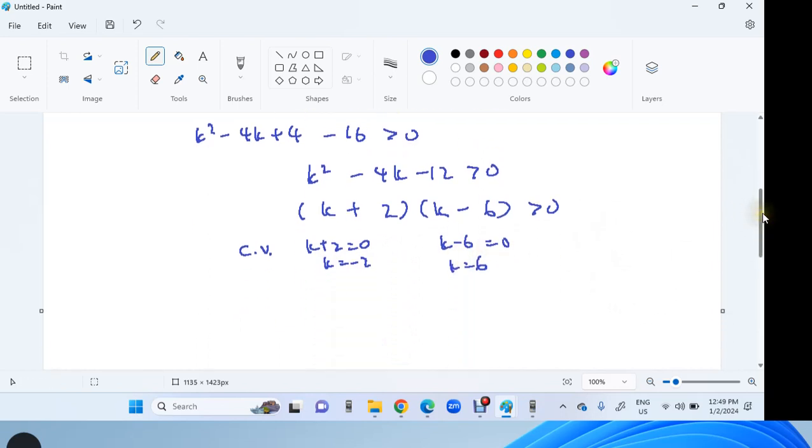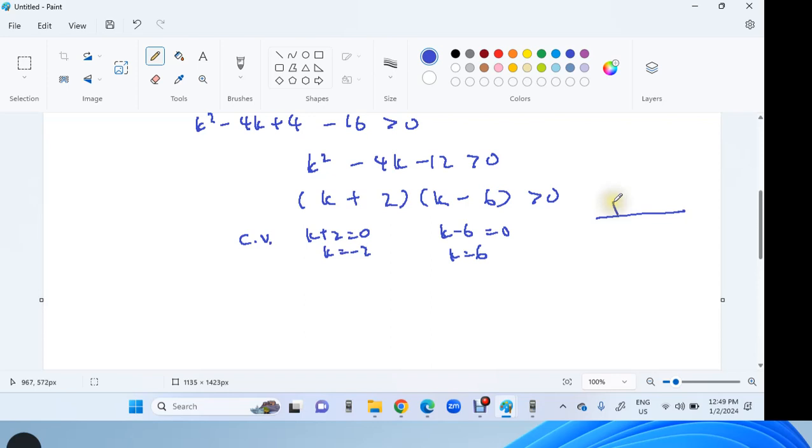So we have something like this: negative 2 and 6. For greater than, we have the shape going up at the two ends. So the answer for k will be less than negative 2 or k greater than 6.